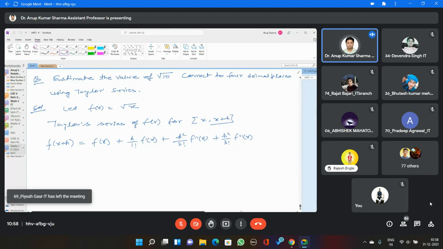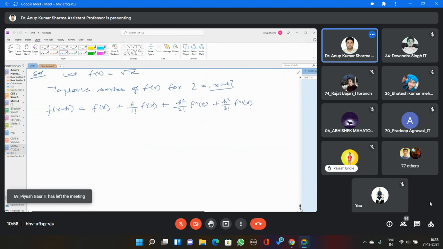Next, what you do, so f(x) we know is root x. What we take: x is equal to 9 and h is equal to 1. Okay.